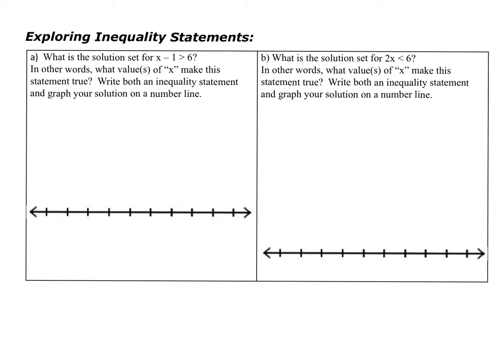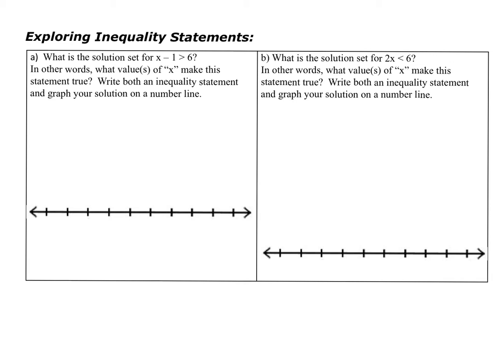So all of these 3 and all of the practice problems you're going to work with are either one-step inequalities or two-step inequalities, meaning you will either need to do 1 move or 2 moves to solve them. This first example, A, is an example of a one-step inequality. So our question is, what is the solution set for x minus 1 is greater than 6?